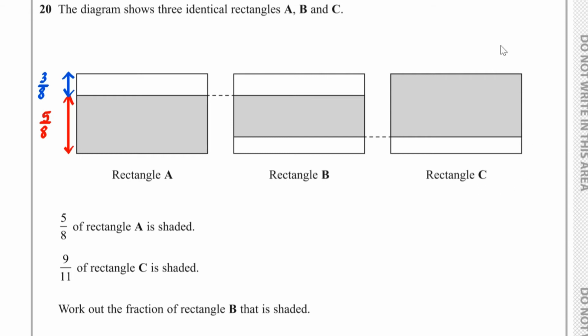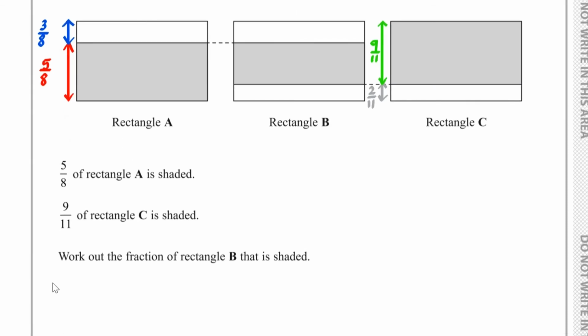And for rectangle C, we have 9/11, which is shaded, which means the fraction that's not shaded will be 2/11. And so, to find out the fraction of rectangle B that's shaded, we would have to do 1 subtract the 3/8 subtract the 2/11.